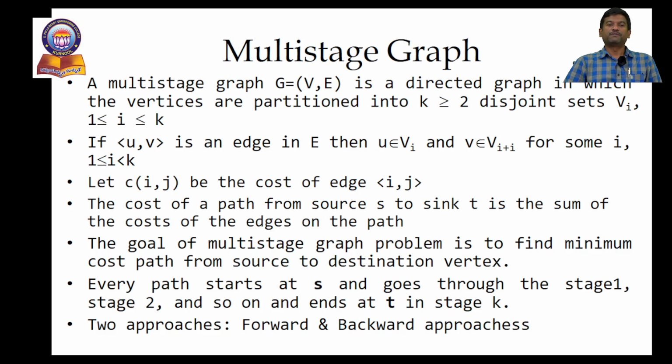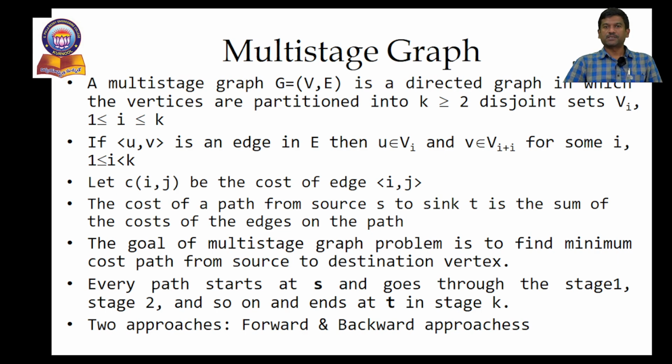So if (u, v) is an edge in E, then u belongs to Vi, that is, at some stage, and v belongs to Vi plus 1, that is, at the next stage. There is an edge from stage 1 to stage 2, where u belongs to stage 1, assume, and v belongs to the next stage. And there are assumptions given in the multi-stage graph, that is, c(i, j) is the cost of edge (i, j), and the cost of the path from the source to the sink, that is the target, is the sum of the cost of the edges on the path.